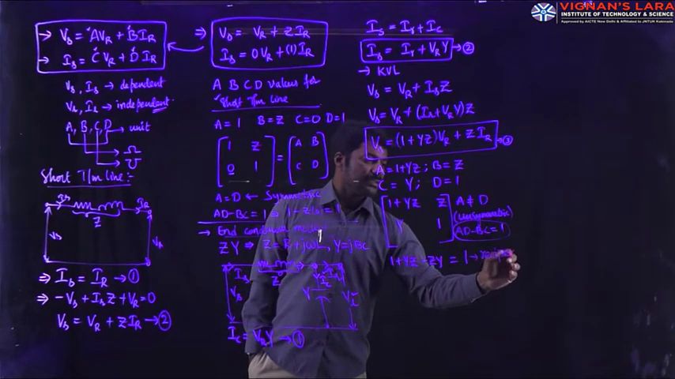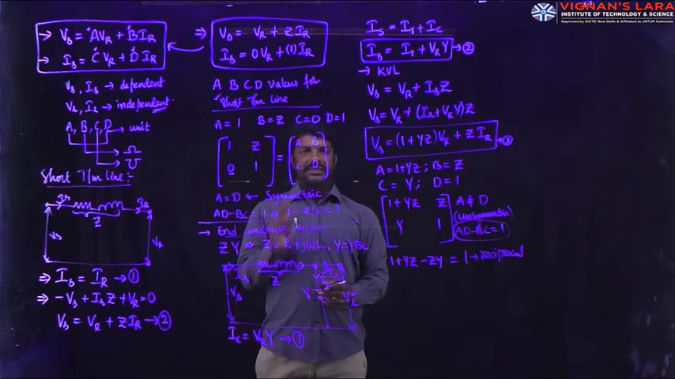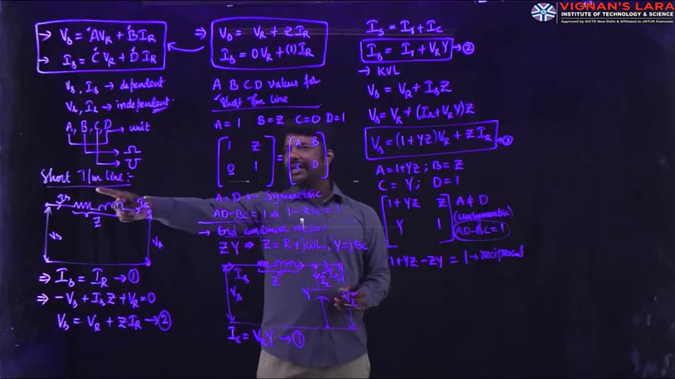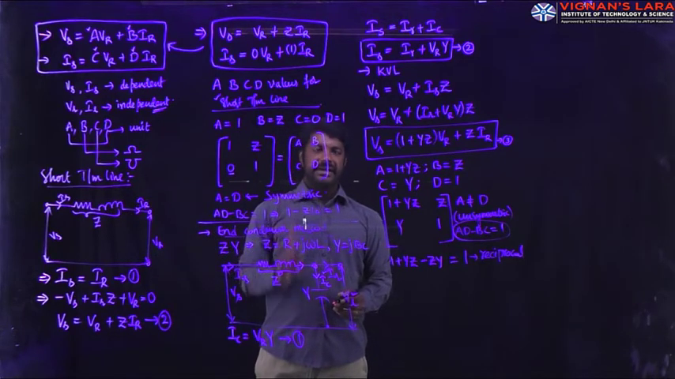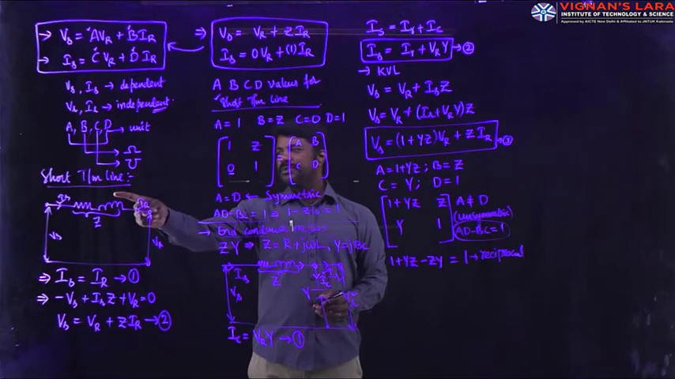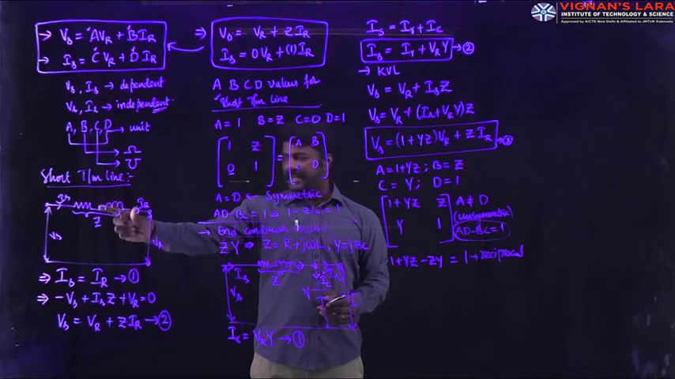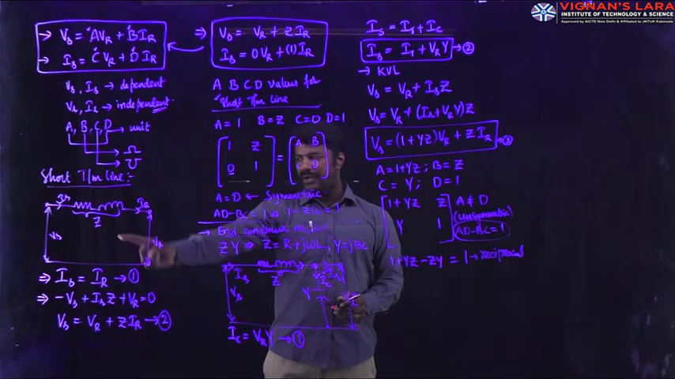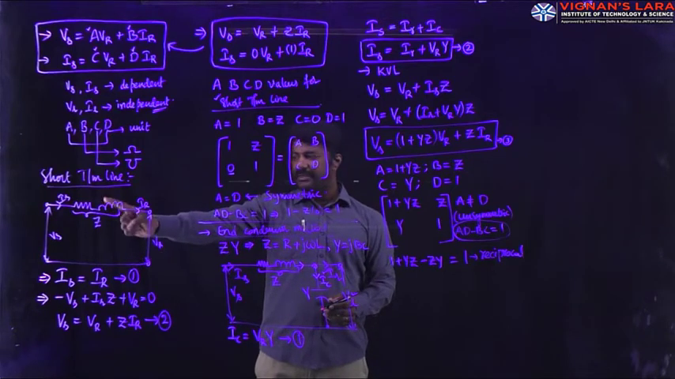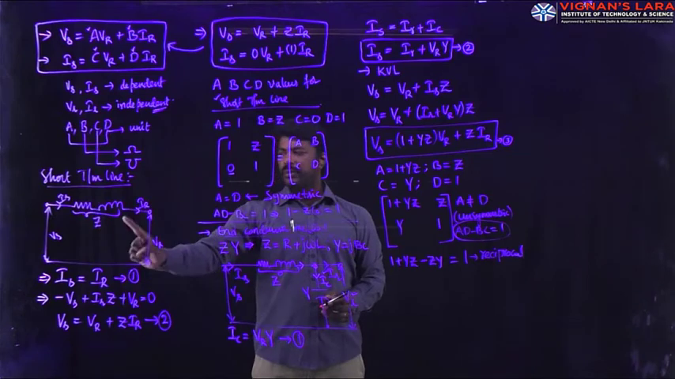Reciprocal network. So far we have seen two transmission lines. They are the short transmission line and the medium transmission line represented with the end condenser method. In the short transmission line, this line follows two conditions: it is a reciprocal network because AD minus BC is equal to 1 for this network, and it is also symmetrical because A is equal to D, which is equal to 1.